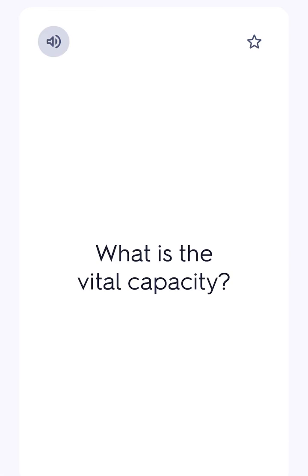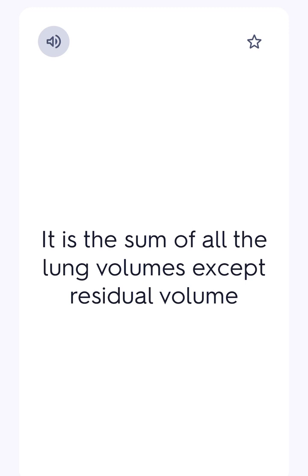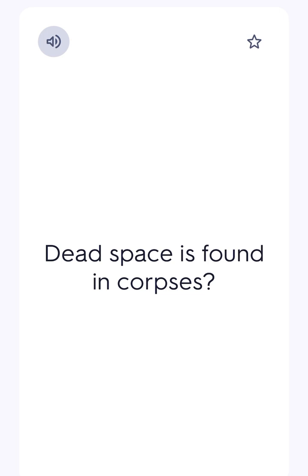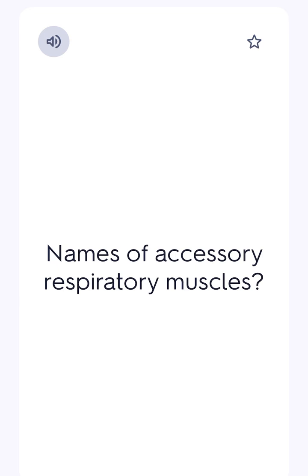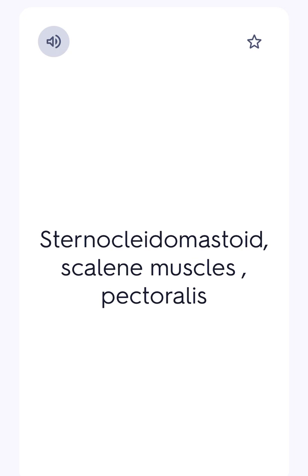What is the vital capacity? It is the sum of all the lung volumes except residual volume. Dead space is found in corpses? True, it is always there. Names of accessory respiratory muscles? Sternocleidomastoid, scalene muscles, pectoralis.